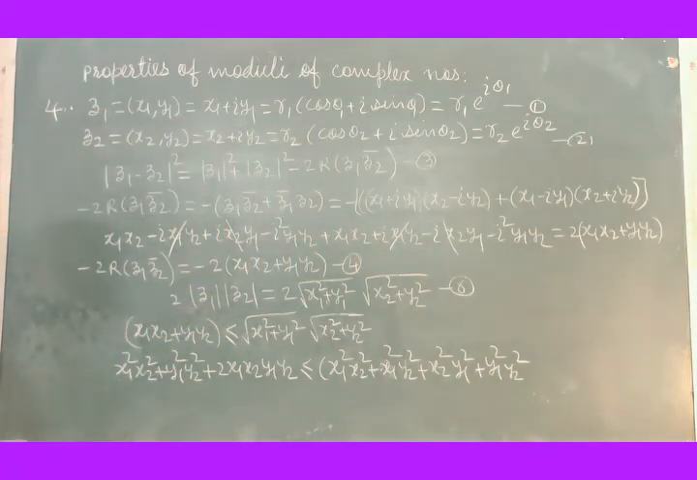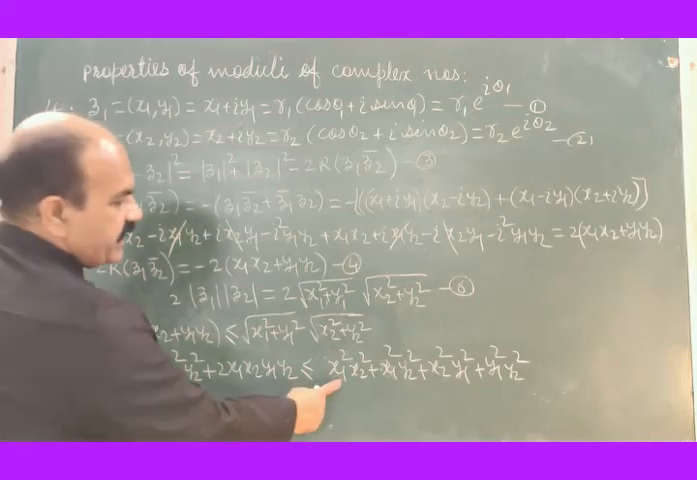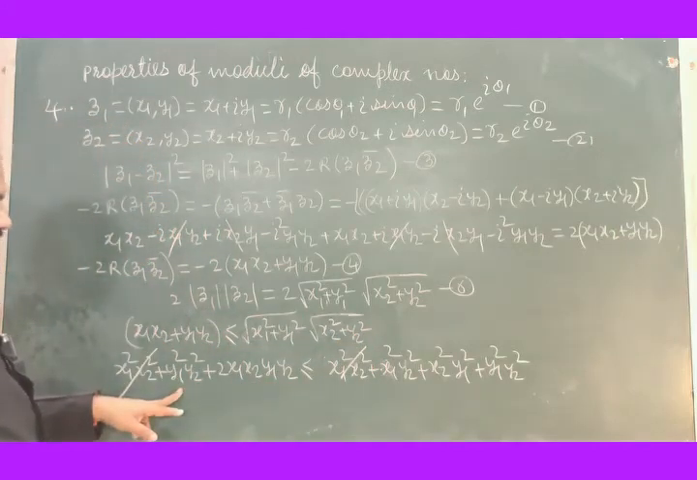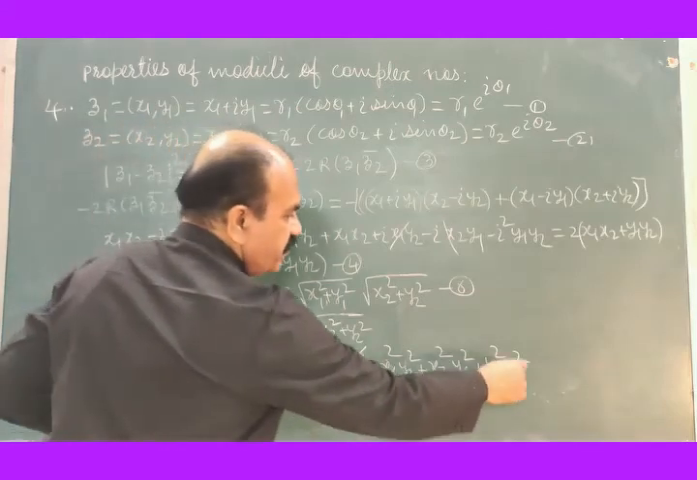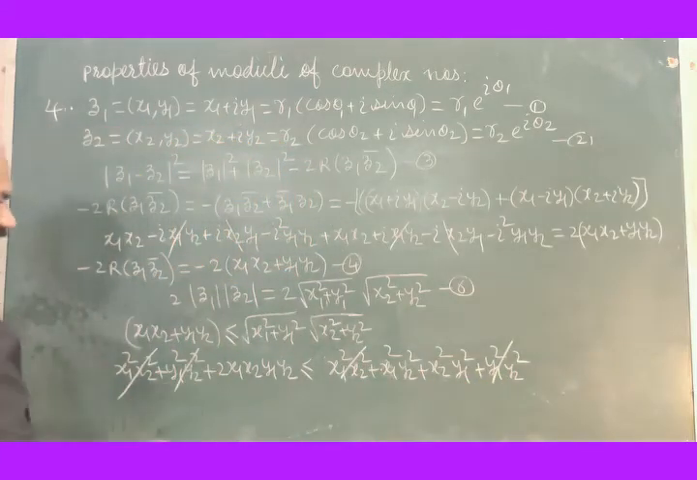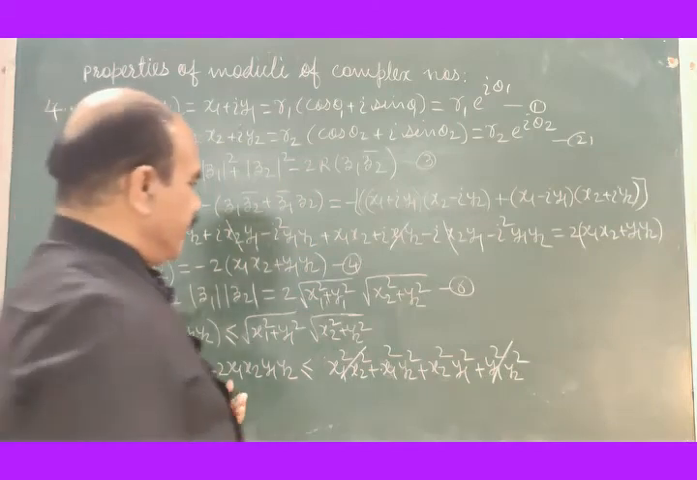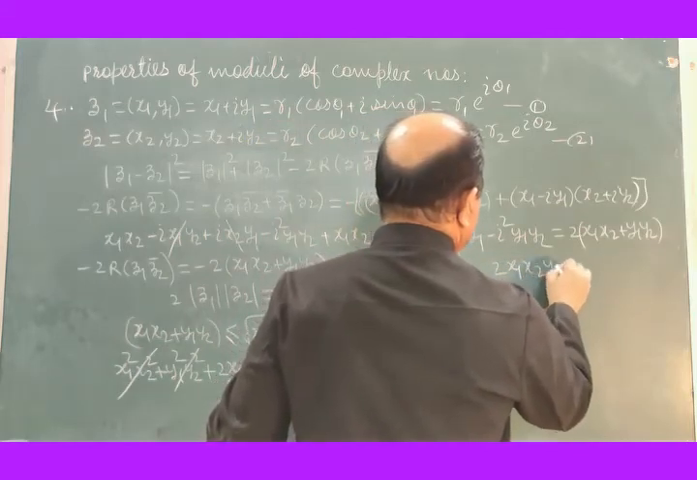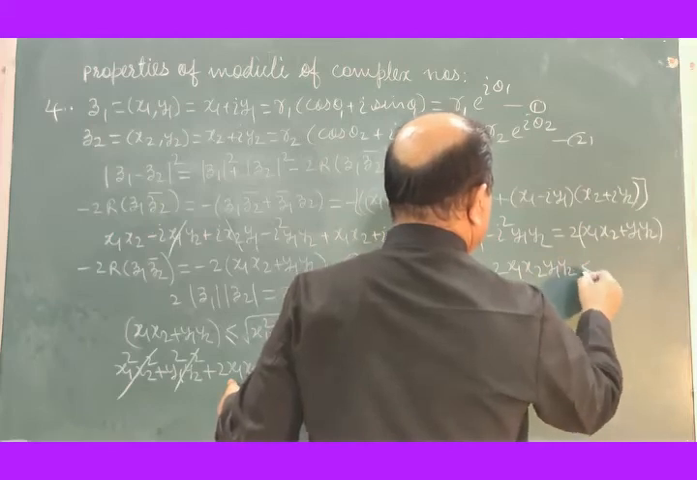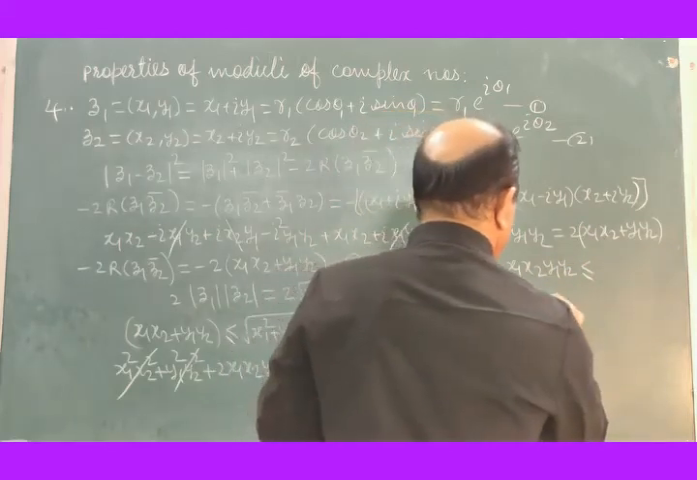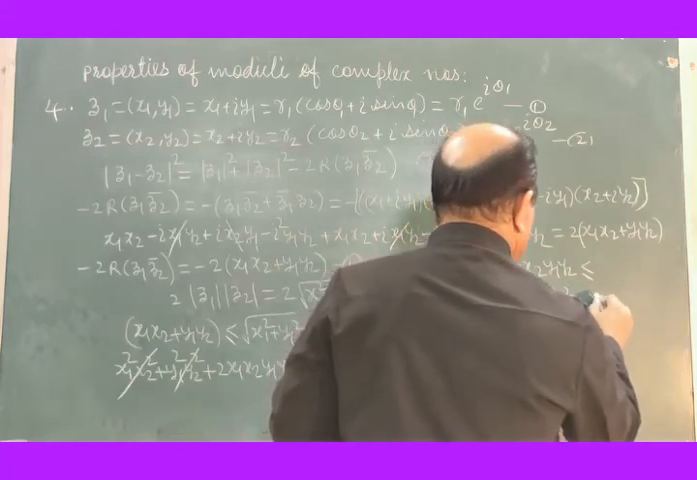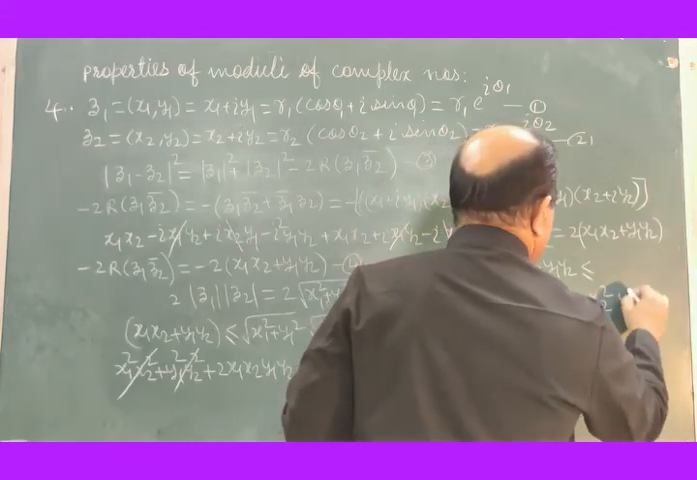Let us compare these two sides. x1 square into x2 square will get cancelled with this. y1 square into y2 square gets cancelled with this, and we are left only with this: 2 x1 x2 y1 y2 less than or equal to x1 square y2 square plus x2 square y1 square.